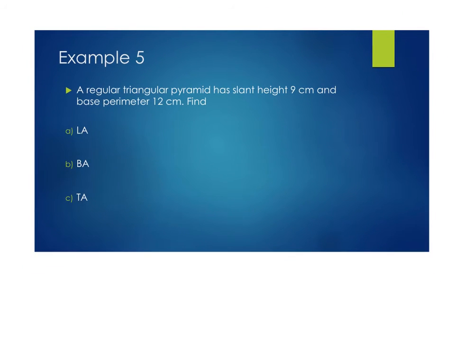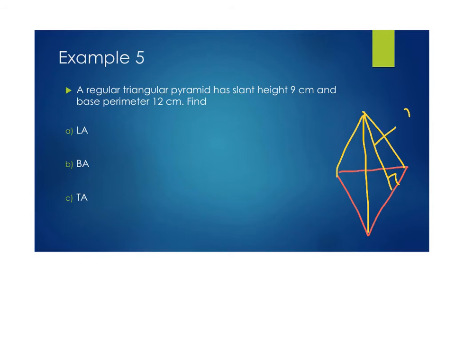Example 5. We have a regular triangular pyramid. So let me go ahead and try and draw a regular pyramid here. Okay, so let's go ahead and label our given information. We have a slant height of 9. It's going to be over here. I'll draw it down to here. Here's our slant height. It's 9.